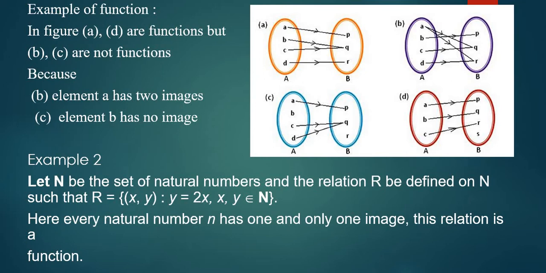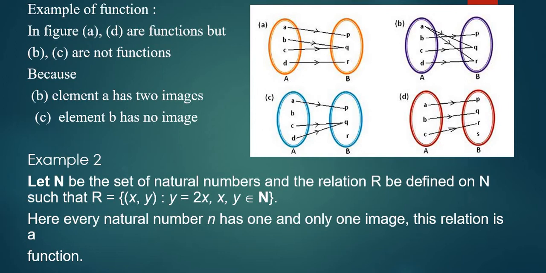B is a relation defined from A to B, but it is not a function. C is a relation, but not a function. In the figures, A and D are functions, but B and C are not functions. Let us discuss one more example.